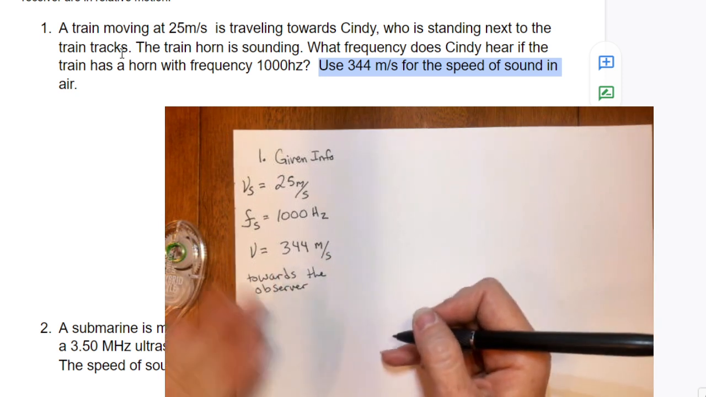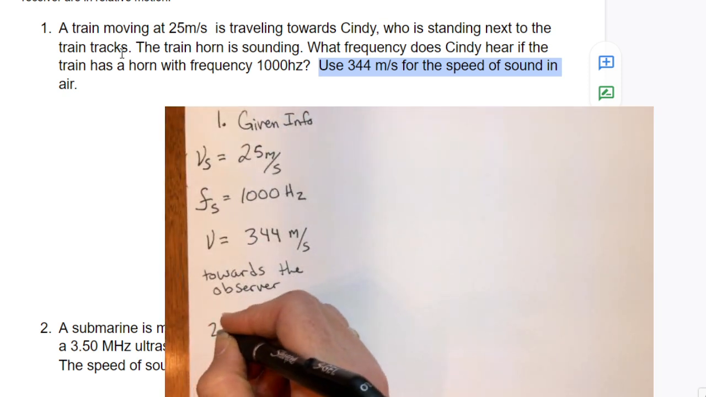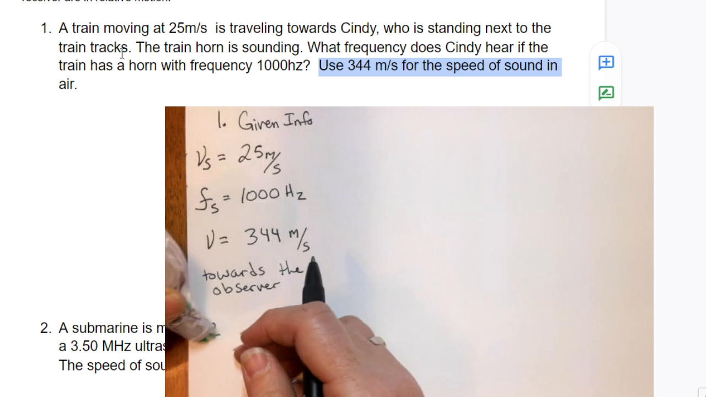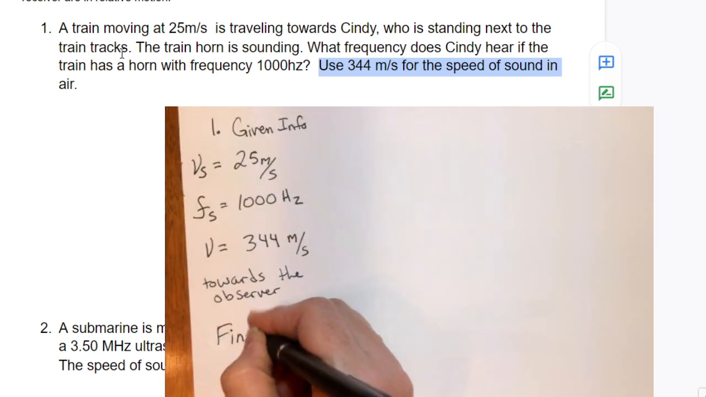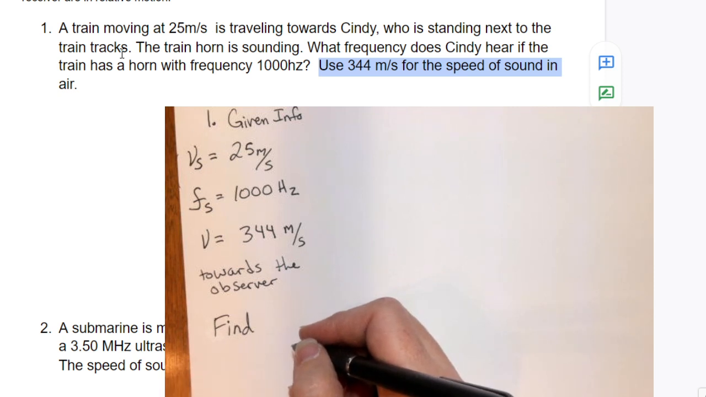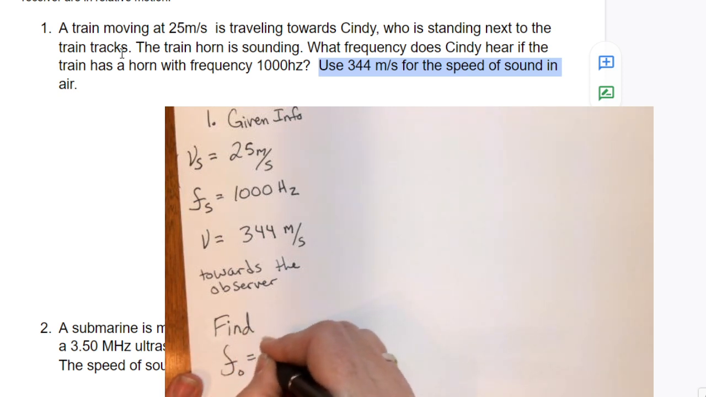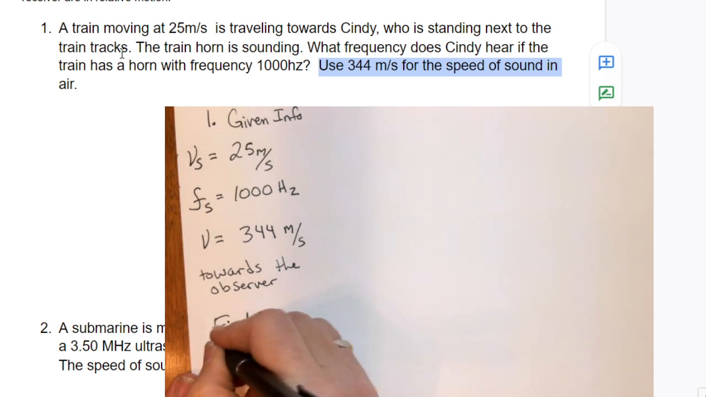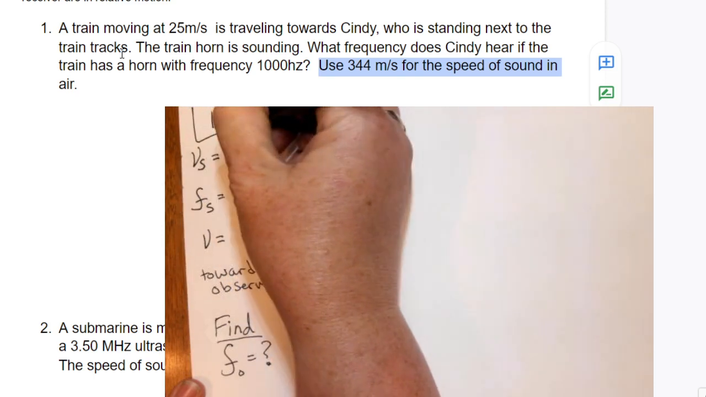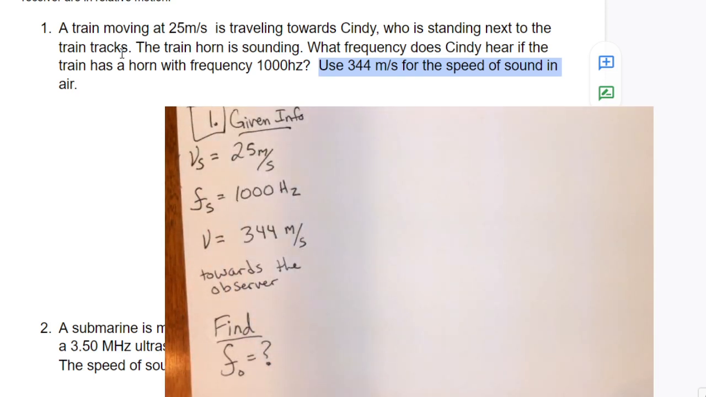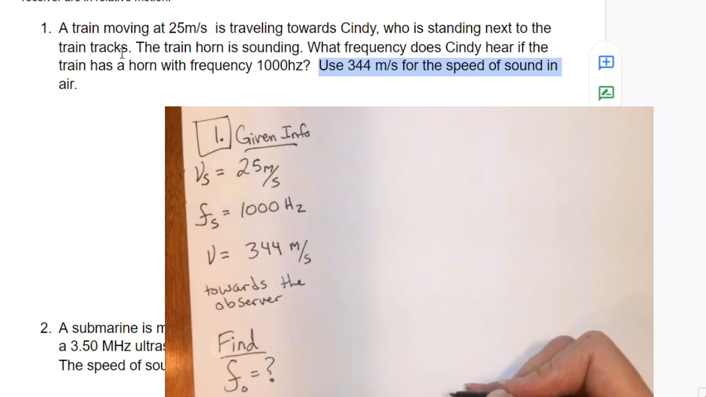Step 2 is to write down what it is you're trying to find. We want to find the frequency that Cindy hears, which is the frequency of the observer. That's problem number 1.